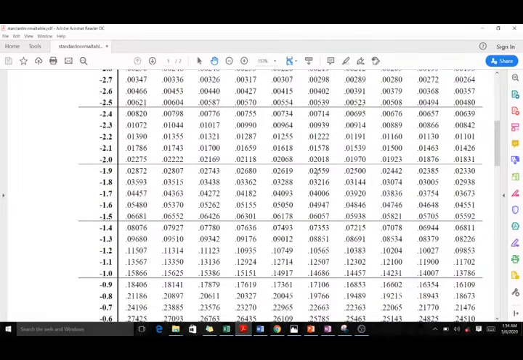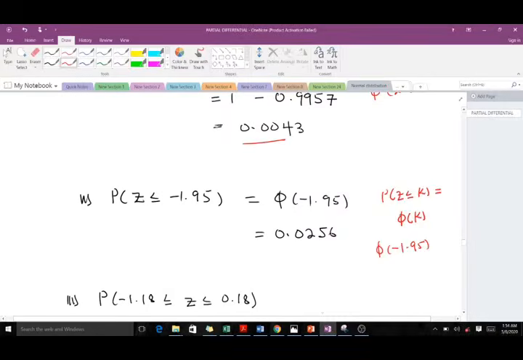So negative 1.95 is 0.02559. And when you convert this to four decimal places, you get 0.0256. And as you can see here, so that's how we read from the table. I hope it's a bit clear.